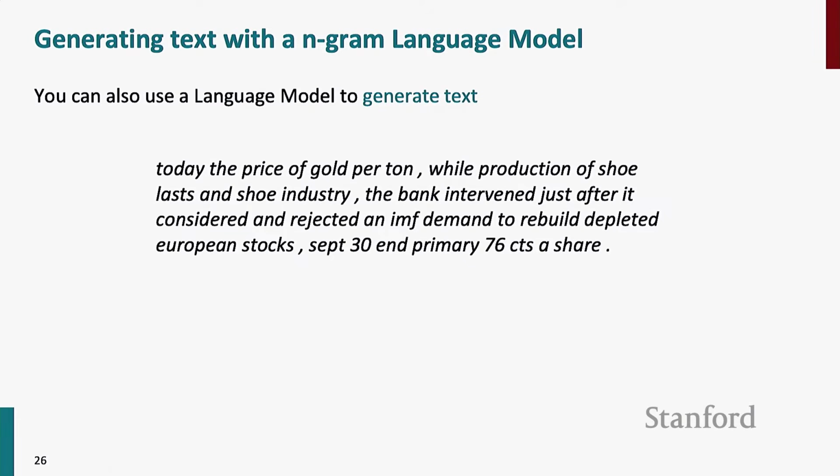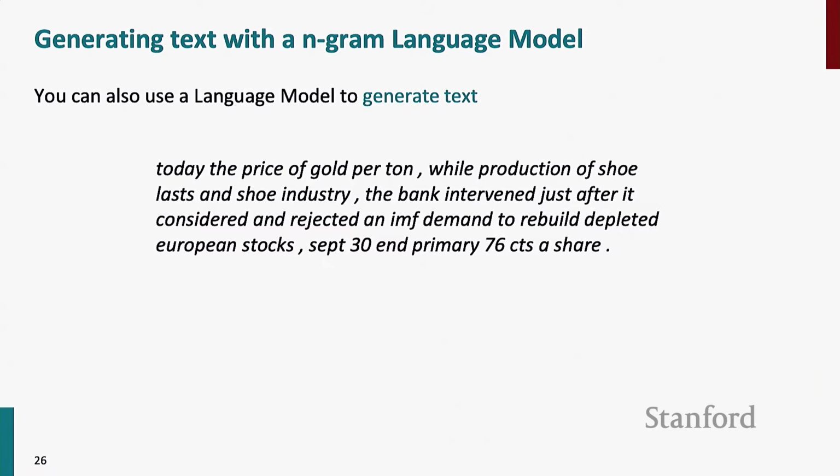And so here's some text generated from 2 million words of training data using a trigram language model. "Today, the price of gold per tonne, while production of shoe lasts in shoe industry, the bank intervened just after it considered and rejected an IMF demand to rebuild depleted European stocks. September 3rd, in primary 76 cents a share."